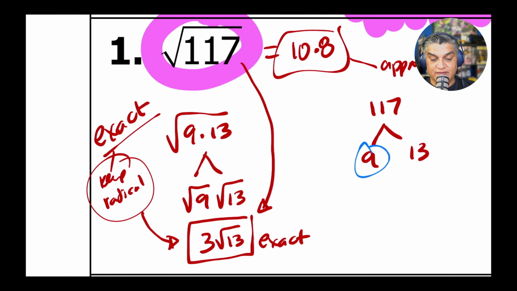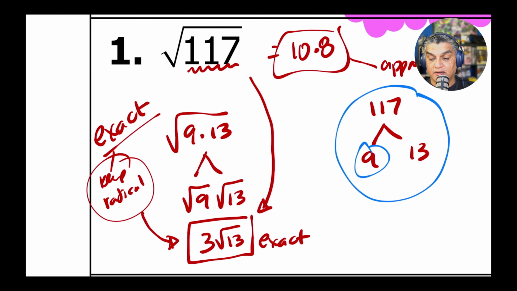So square root of 117... Well, 117 is not a perfect square, but if I broke down 117 like I did over here into its factors, I saw it's 9 times 13, and 9 is a perfect square. So I rewrite 117 as 9 times 13, and then I separate the 9 and the 13, give 9 its own radical, give 13 its own radical. Square root of 9 is 3. And square root of 13 just stays a square root of 13. So this is a more simplified, exact way of giving my answer.